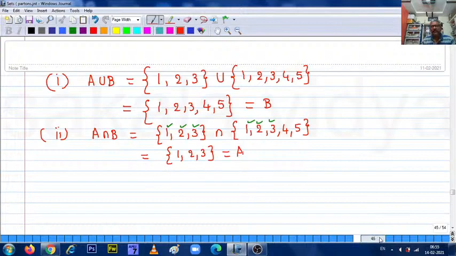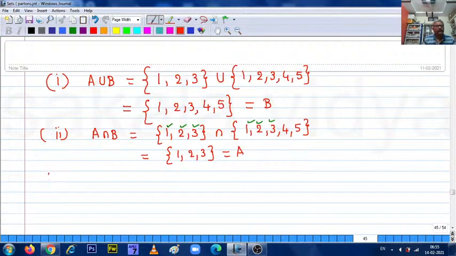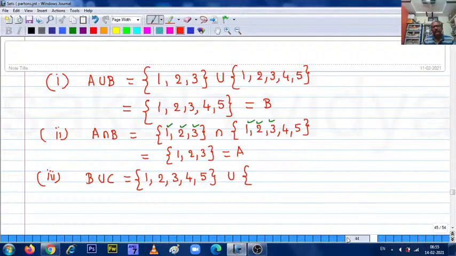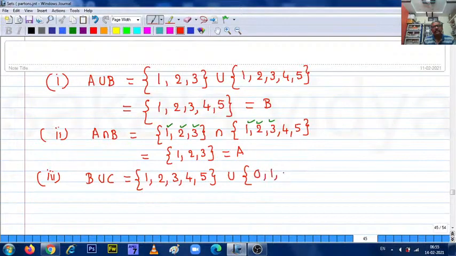As far as the third question is concerned, first find B union C. What is B? B is 1, 2, 3, 4 union C. What are the elements in C? 0, 1, 2, 3, 4, 5, 6. So now if you club all the elements, you get 0, 1, 2, 3, 4, 5, 6.